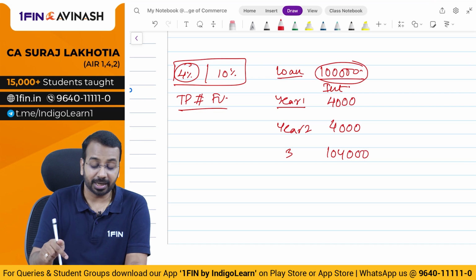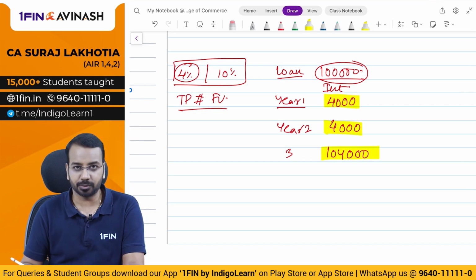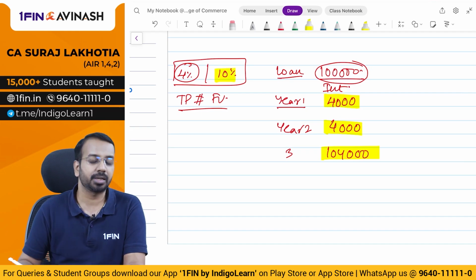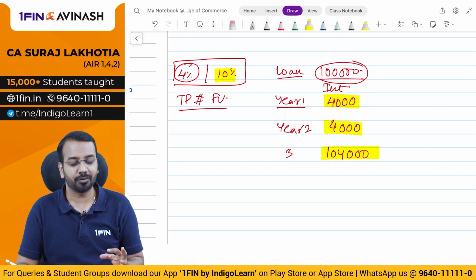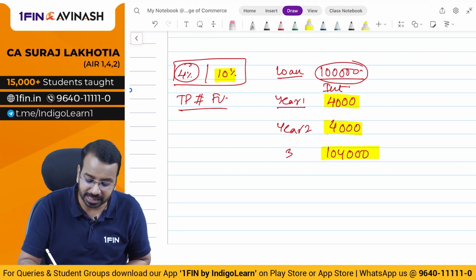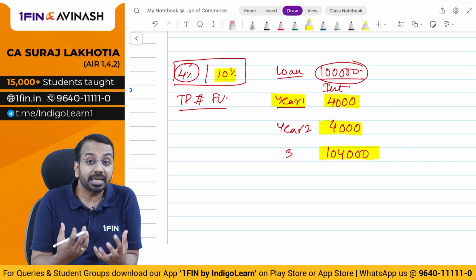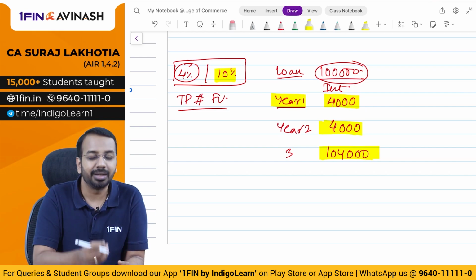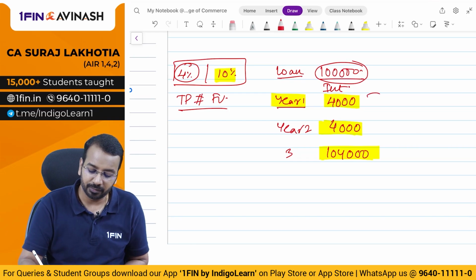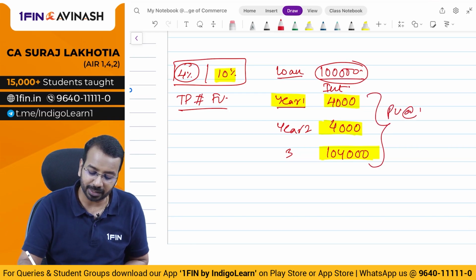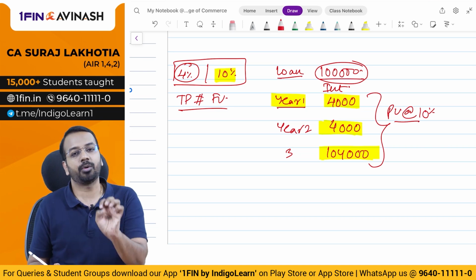Now what we have to check is, if I receive 4,000, 4,000 and 1,04,000, and I have to earn 10% rate of interest, how much amount will I give today? I am repeating the question once again for your understanding. If I will receive cash flows of 4,000, 4,000 and 1,04,000, and my objective is to earn a 10% rate of return, how much of a loan will I give today? Basically, you will say, sir, we will calculate the present value at the rate of 10% for all of these cash flows. Whatever is the present value, that is the amount we will give as loan.